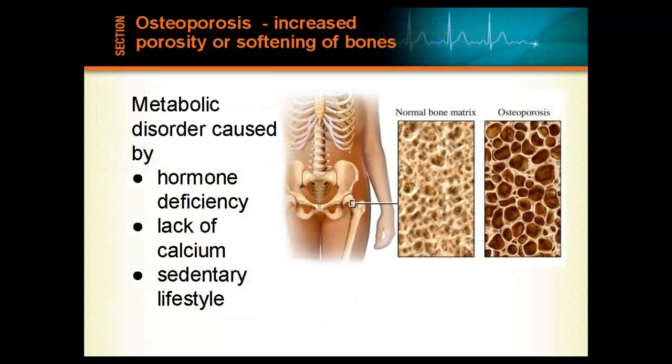Okay, osteoporosis. Some of you guys did your lifestyle disease project on osteoporosis, and most of you did such a great job on those. So you know a lot about it. But osteoporosis is increased porosity or softening of bones. So you can see in the pictures there that the bone becomes more porous. This is a metabolic disorder caused by hormone deficiency.